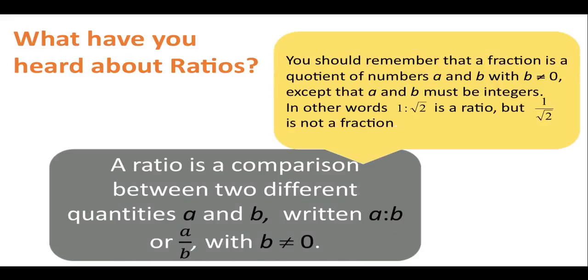You should remember that a fraction is a quotient of numbers, A over B with B different than 0, except here A and B must be integers. In other words, 1 to the square root of 2 is a ratio, whereas 1 over the square root of 2 is not a fraction.